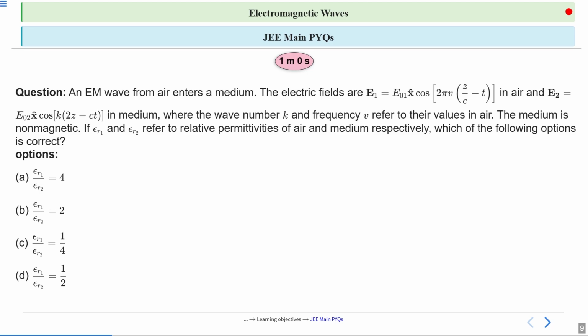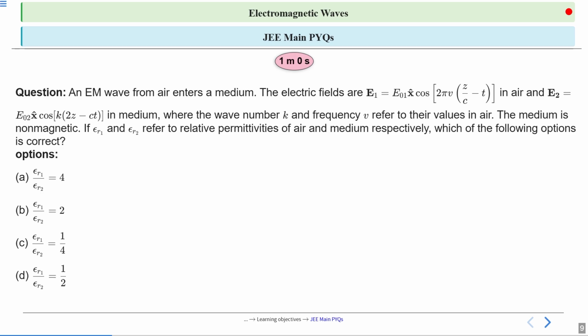What is omega by c? Omega by c is k. We have done the relation: c is equal to omega by k. Omega by k gives the speed of electromagnetic wave in the vacuum or in air. So omega by c will be k, so it will become kz minus omega t eventually. So they have rearranged or modified the equation in air.